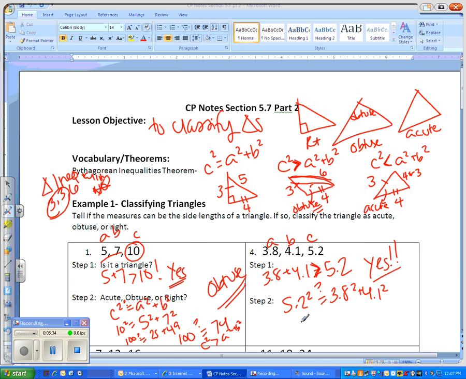Okay, 5.2 squared is 27.04. 3.8 squared is 14.44. 4.1 squared is 16.81. And when you add those up, you're going to get that 27.04 is less than 31.25. And now this is the c squared, right? So when we have c squared is less than a squared plus b squared, that's going to make an acute triangle. So this one is an example of an acute triangle.